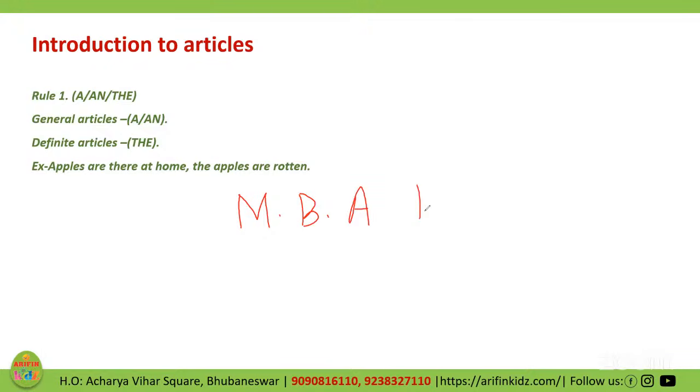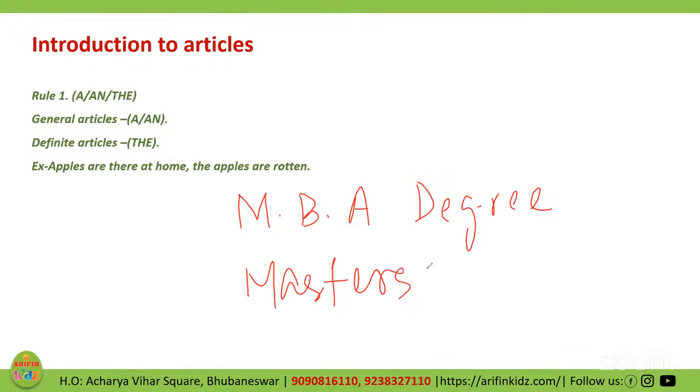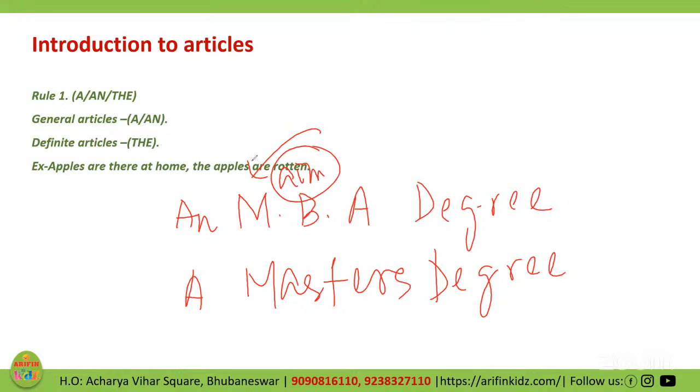MBA degree. Then we have master's degree. Right? So we always say an MBA degree or a master's degree. Now here's the thing, both start with M. So why an? Because the pronunciation starts with A, right? So it starts with A, MBA. That's why it's always an MBA degree.